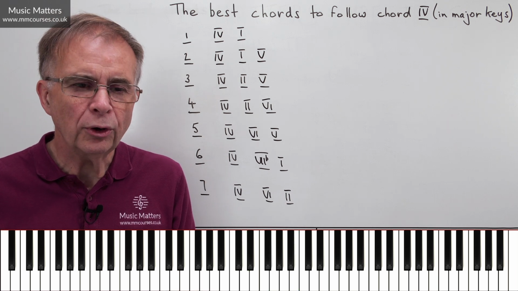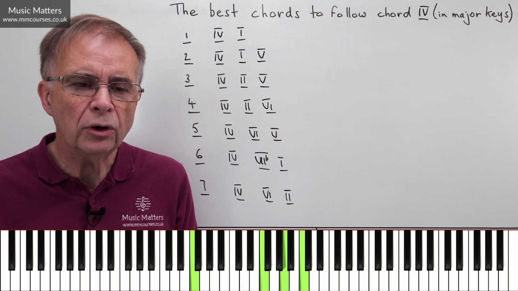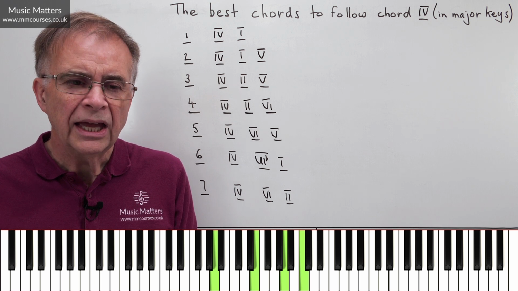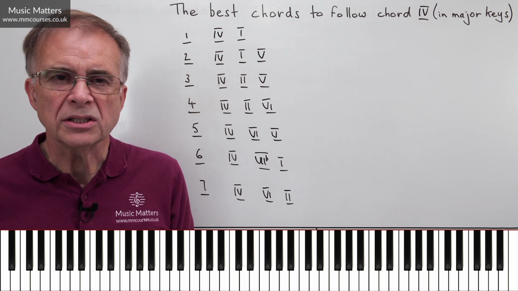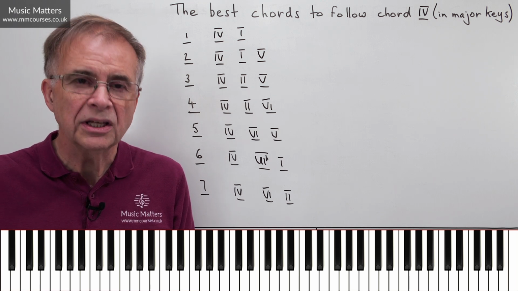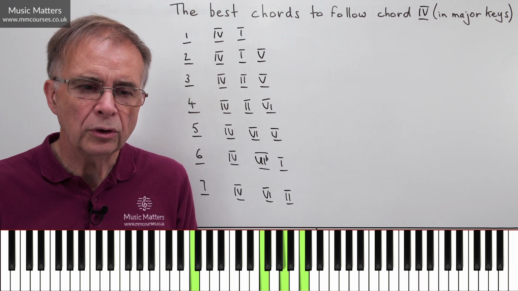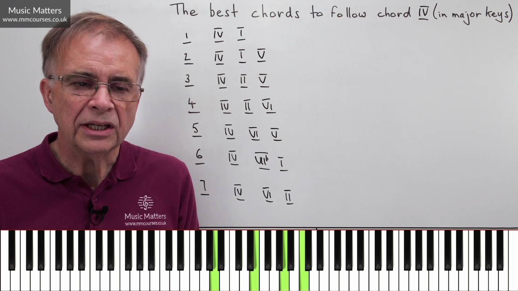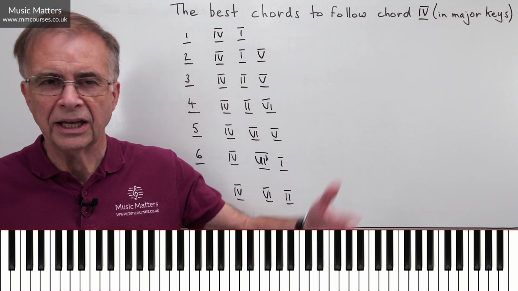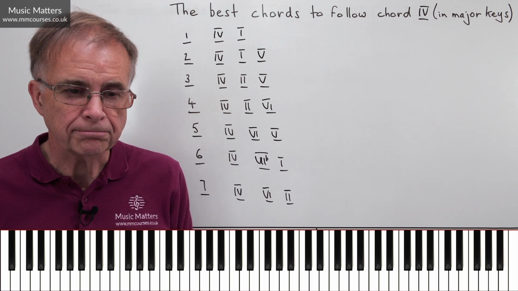Okay, option number 4 is going from 4 to 2 to 6 this time. So 4 to 2 to 6. Now that doesn't sound so much like one of these cadence things. So it may be that in this instance, you'd be thinking about going on somewhere else. So you might have 4 to 2 to 6, and then 5 to 1. Something else might follow on from it. But it's a perfectly decent progression.